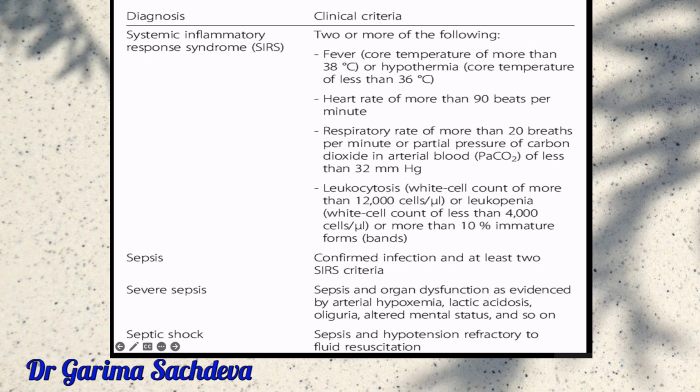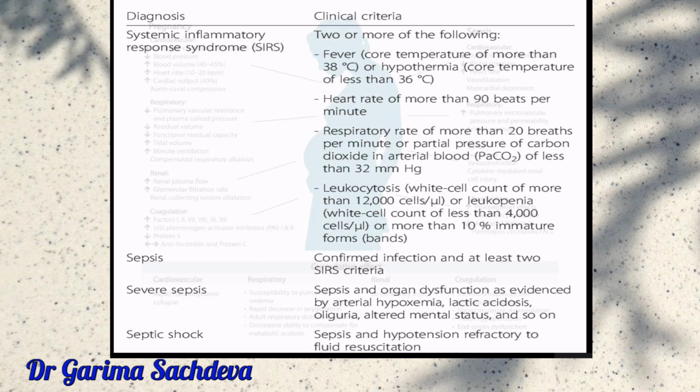So organ dysfunction means anything can occur. Either there is lactic acidosis, hypoxemia, kidney is affected, renal shutdown, oliguria, altered sensorium if brain is affected. So if other organ systems are involved, then that is severe sepsis. And septic shock, so it is shock if there is hypotension which is refractory to any kind of fluid resuscitation along with sepsis. So this is how the spectrum of sepsis has been classified.